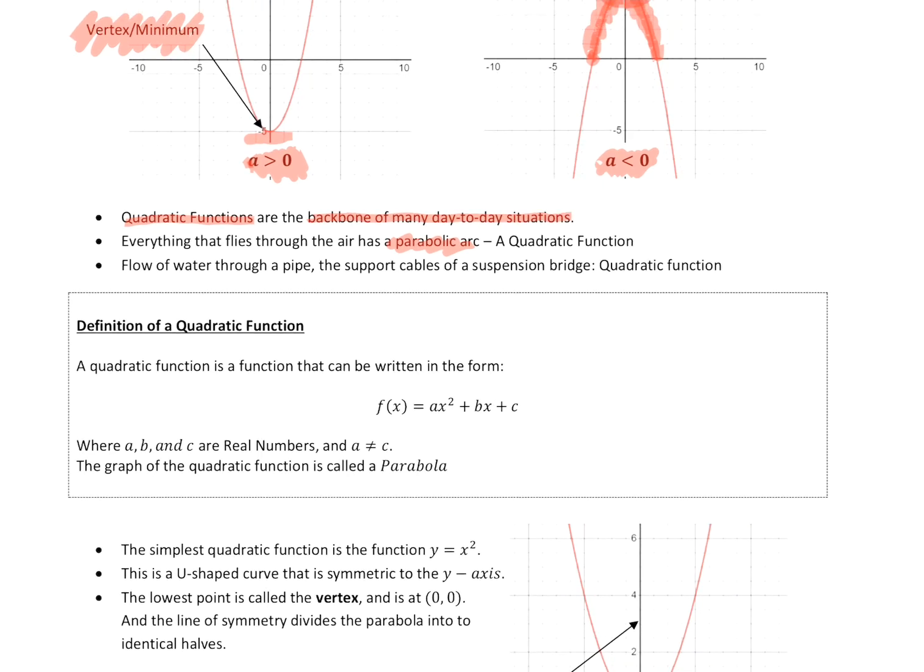The definition of a quadratic function is exactly what we just talked about. It is a function in the form ax squared plus bx plus c. A, b, and c are real numbers, which means they can be fractions, they can be irrational numbers, it doesn't matter. They just can't be what we call imaginary numbers.